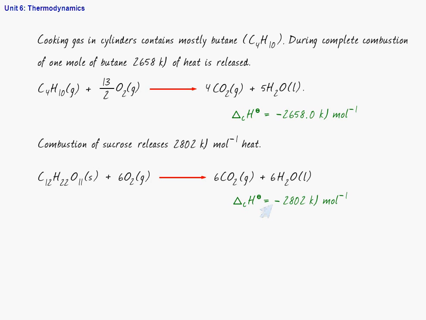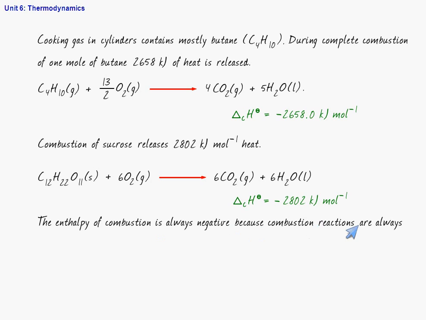Now you can see one thing, that the enthalpy of combustion is always negative. Why? Because combustion reactions are always exothermic and heat is evolved during combustion. Whenever we burn anything, heat is always released, isn't it? So enthalpy of combustion of all the substances is always negative.